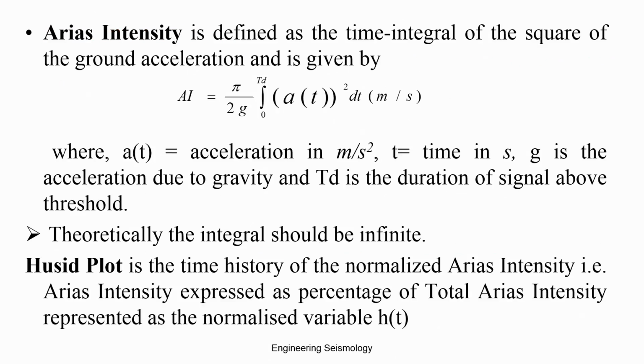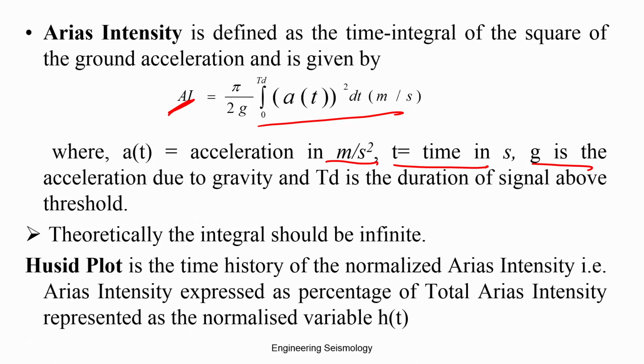So, you can see that the Arias intensity is basically the time integral of the square of the ground acceleration given by this expression. This is the Arias intensity, the square integral from 0 to Td. Here, a(t) is acceleration in meter per second square, t is time in second, g is the acceleration due to gravity, and Td is the duration of the signal above the threshold value.